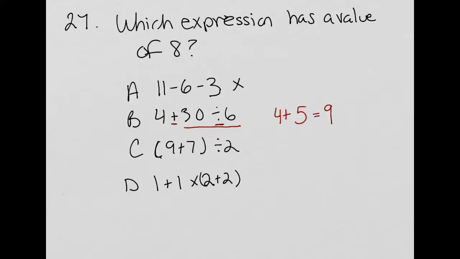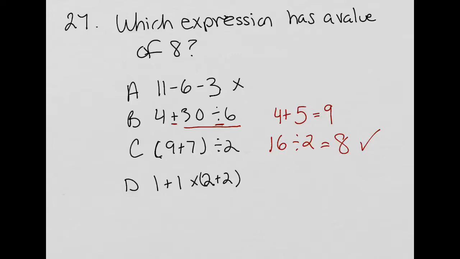C, I see parentheses. I have to do what's in the parentheses first before I do the division. 9 plus 7 is 16. Divided by 2. 16 divided by 2 is 8. Hey, there's our answer. Let's just check D to make sure that we didn't make a mistake anywhere.